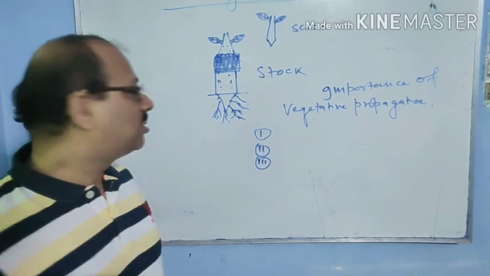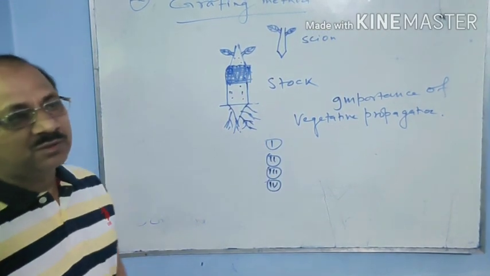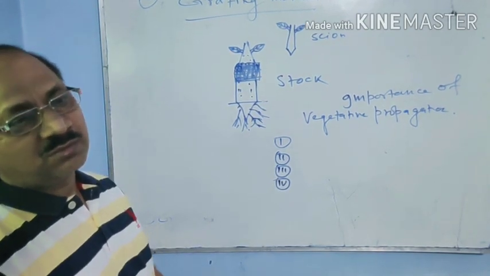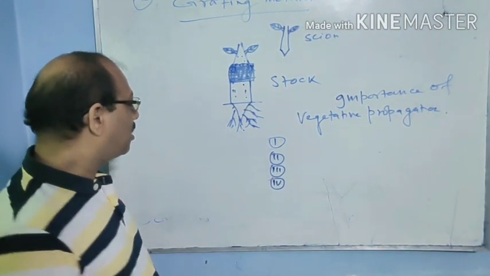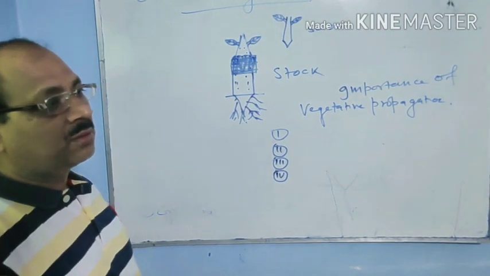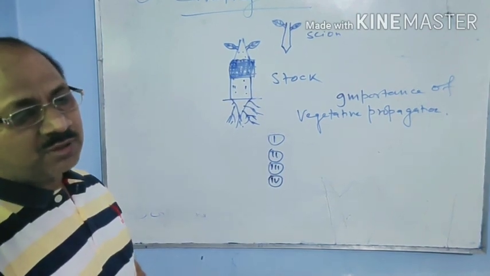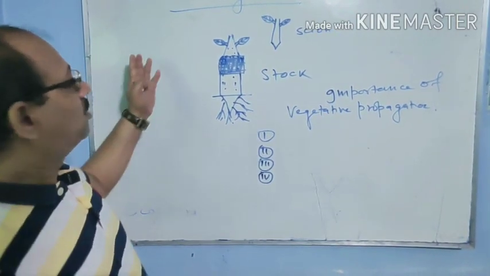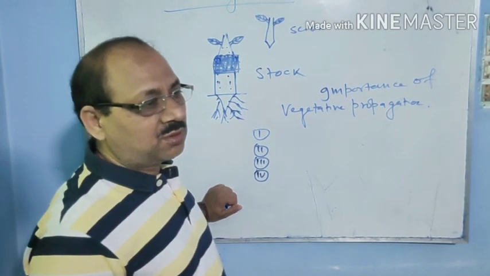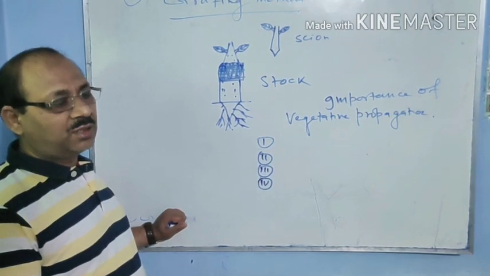We can produce new plants from those plants which are seedless. We can obtain desired varieties of products by this method. So we can say that vegetative propagation is a very useful method. It has great importance.